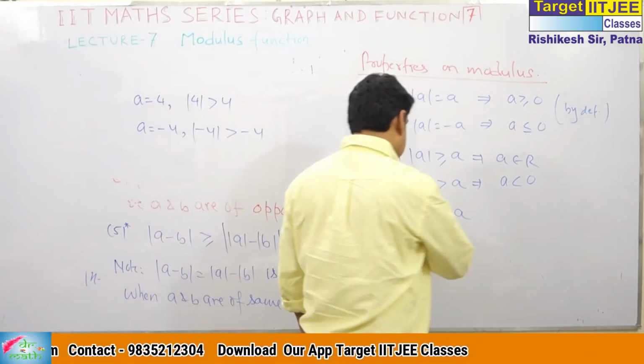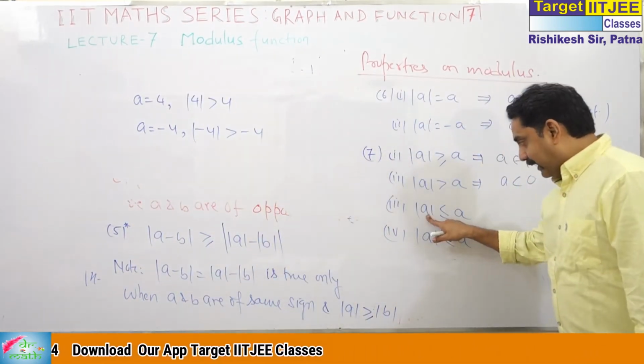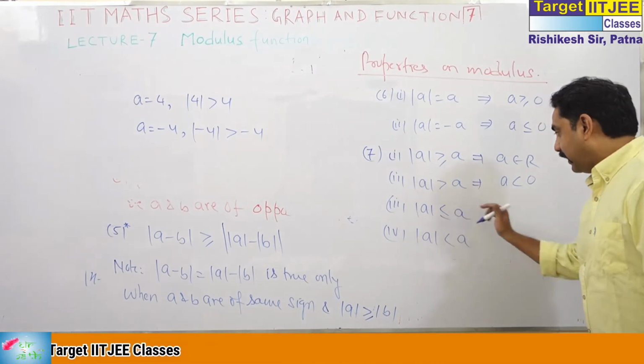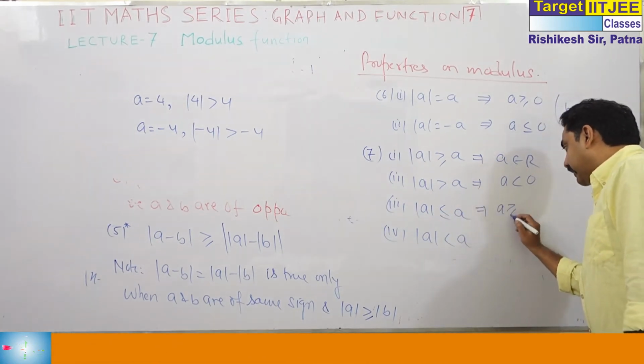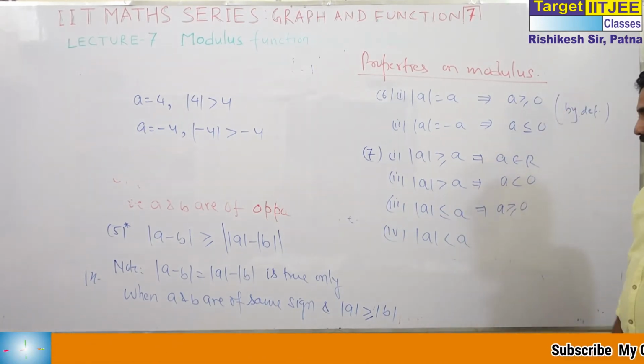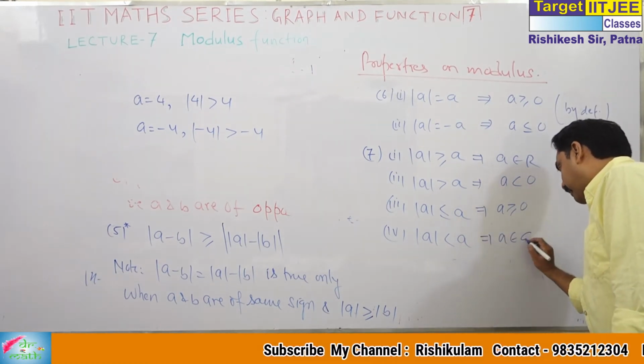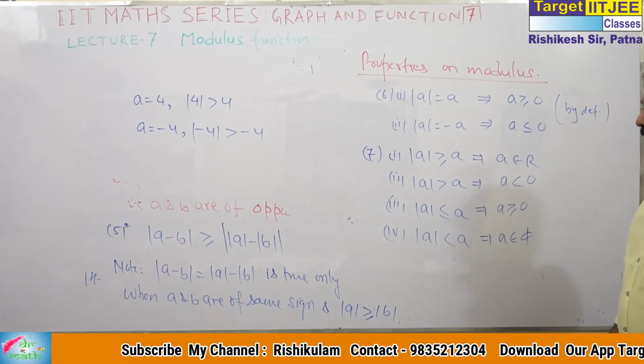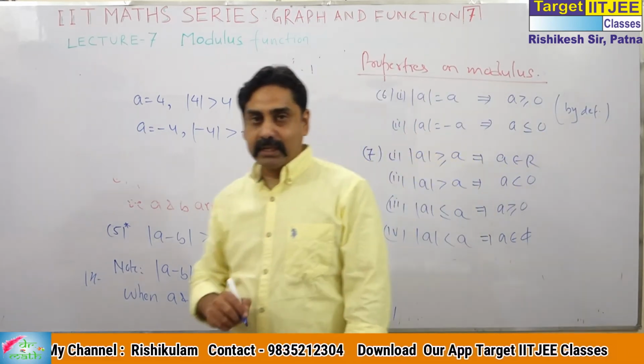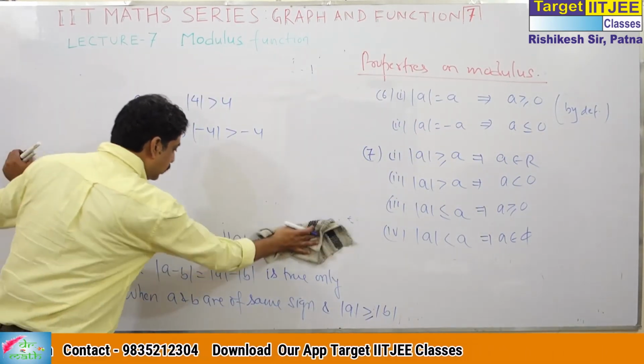Now, if you put a positive sign, or 0, or a negative sign, you will find that mod A is greater than or equal to A. And finally, for mod A less than A, you will find that this is never true, so A belongs to the empty set.